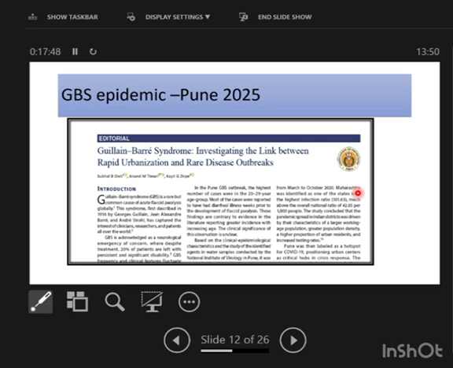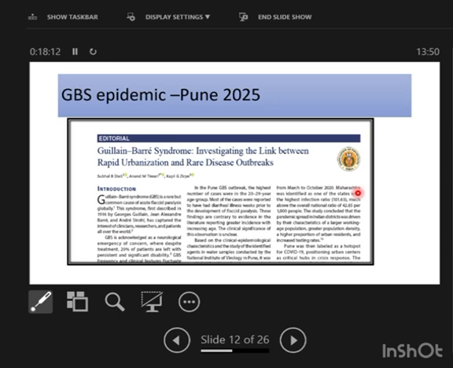This is a prestigious journal of physicians, which invited me to write an editorial, because we got GBS patients in clusters last year. So we had a GBS epidemic, the largest epidemic, and that too in Pune. I don't know why, every epidemic comes to Pune only. COVID started from Pune, and this GBS started too, and we were troubled.